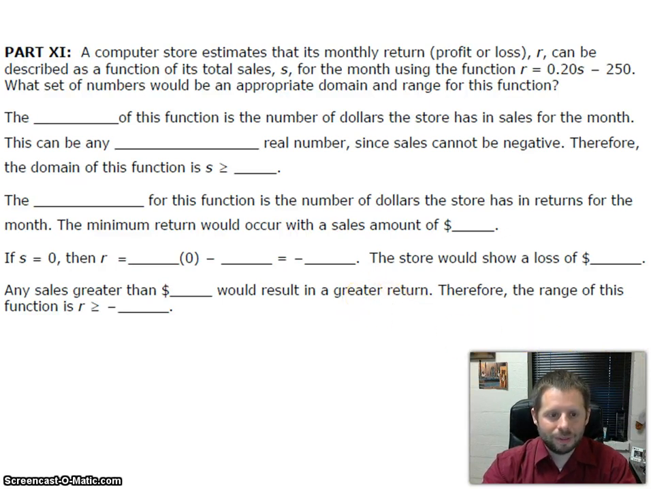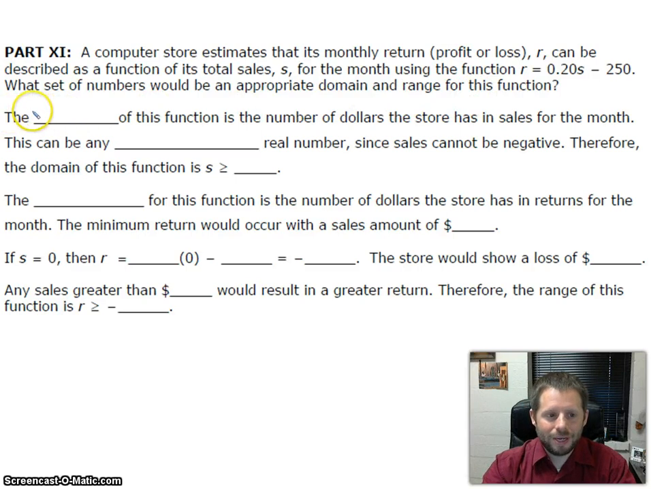Okay, let's take a look at this one. A computer store estimates that its monthly return, profit or loss, R, could be described as a function of its total sales, S, for the month using the function R equals 0.20 times S minus 250. What is the set of numbers that would be appropriate for this domain and range?